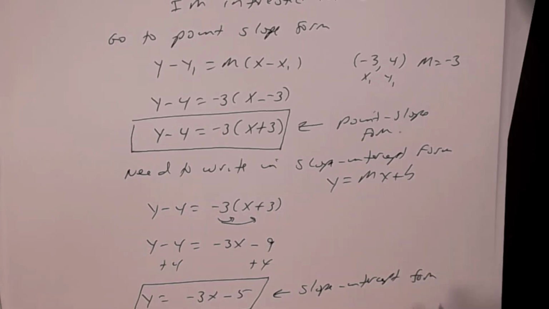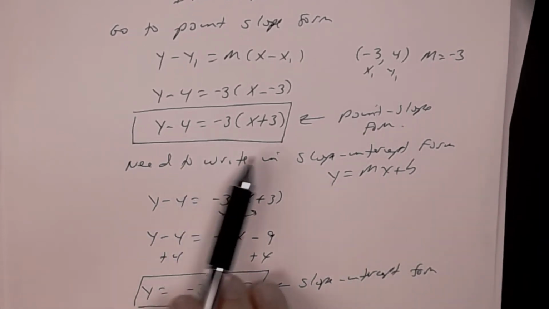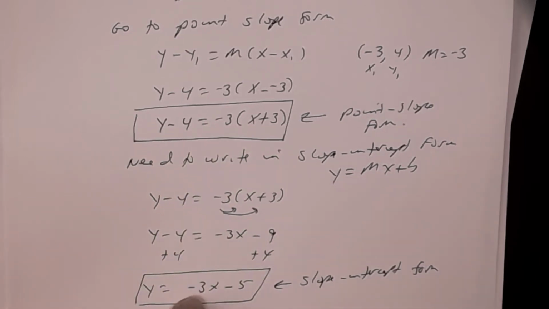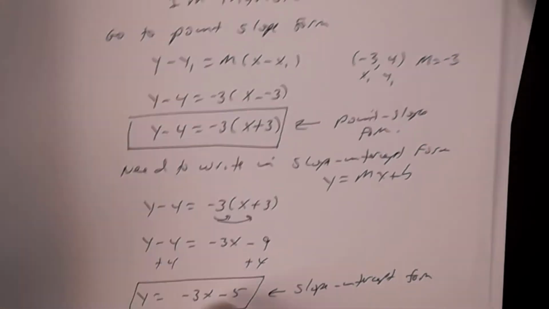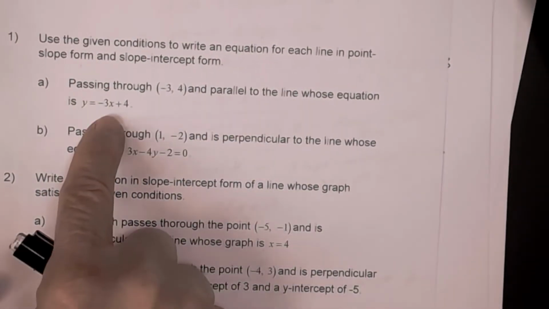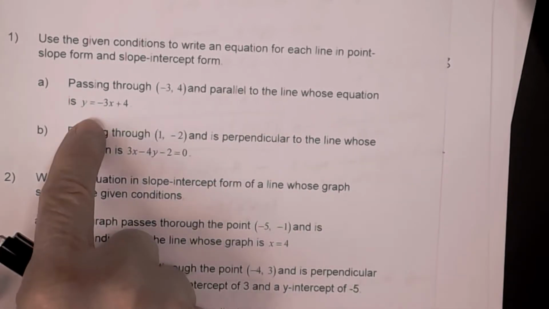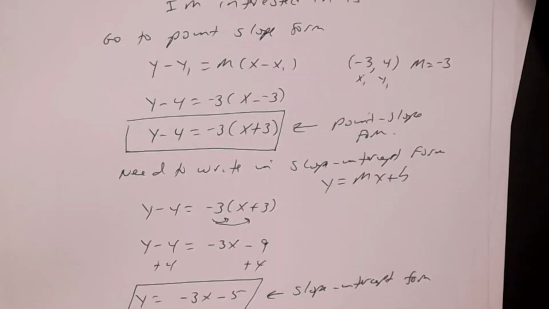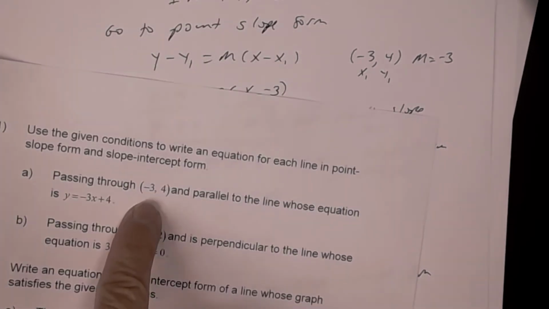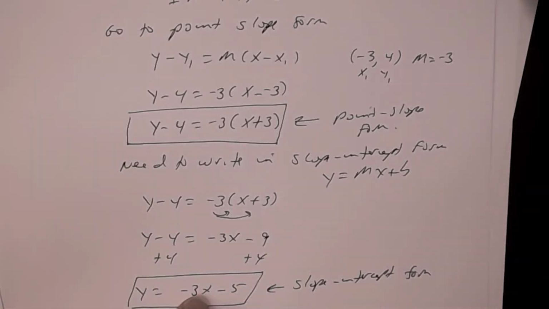Okay? And so notice that those two lines, regardless of which one you use, if you look at this one, that slope is negative 3. Now remember, that's the equation of the line that goes to this point and is parallel to this line. And so notice that this line here has slope negative 3, and the line that goes to this point, negative 3, 4, also has slope negative 3.